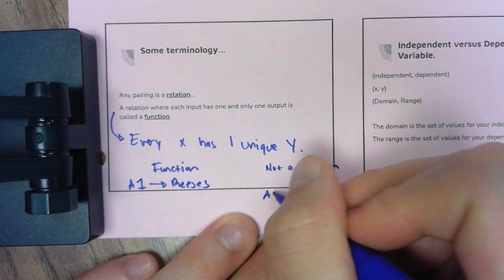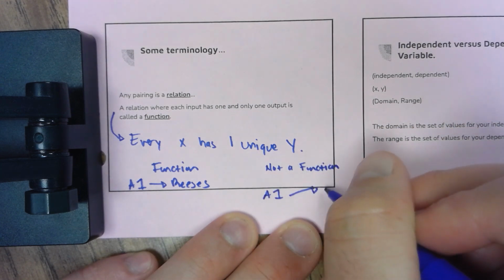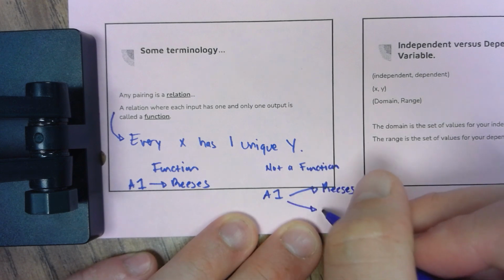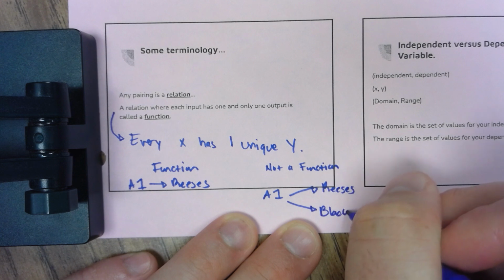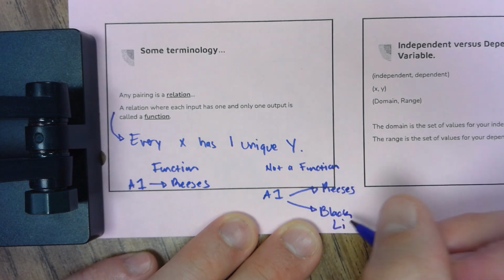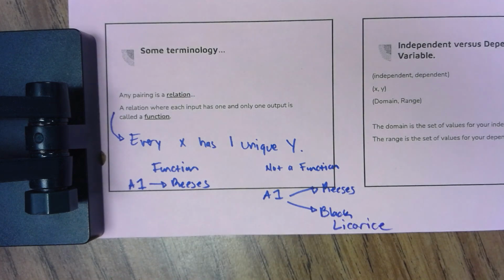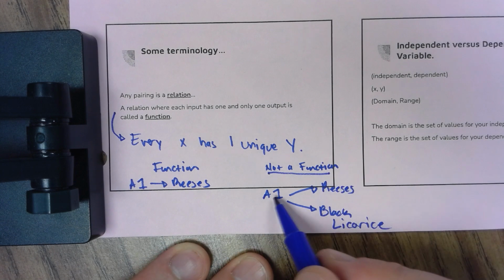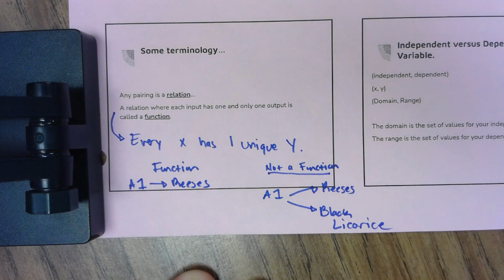is when we press A1, sometimes it gives us that Reese's, but then some other time it might give us that black licorice. Ooh, and me spelling licorice, I think that's right. Licorice. This is not a function because for this given input, we have two different outputs.